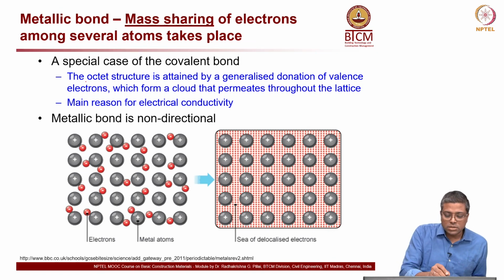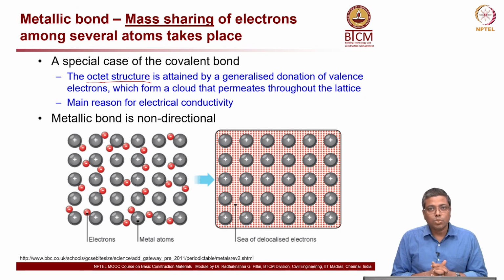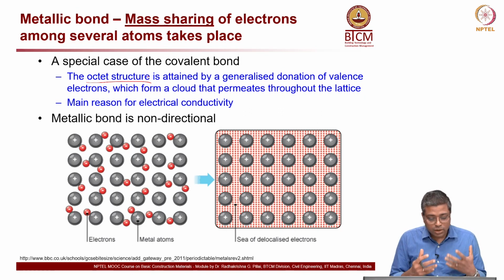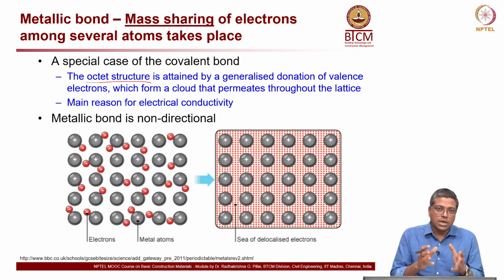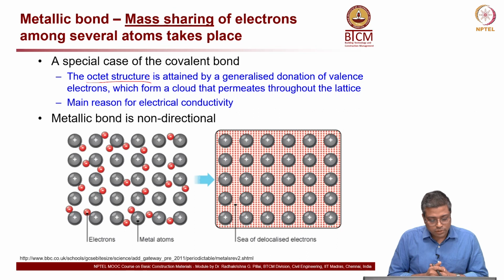The octet structure, that 8 electron thing we were talking about earlier, is attained by a generalized donation of valence electrons which form a cloud that permeates through the lattice. This is why you have a lot of electrons available in the entire lattice structure, and that is why you are able to get high electrical conductivity also, because you have electrons available which can transfer charge from one point to the other by conduction.